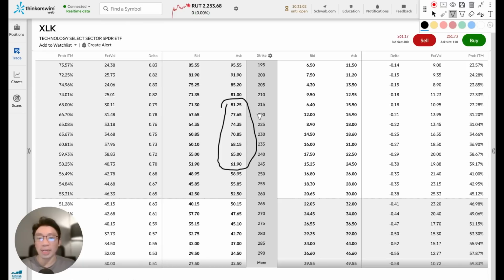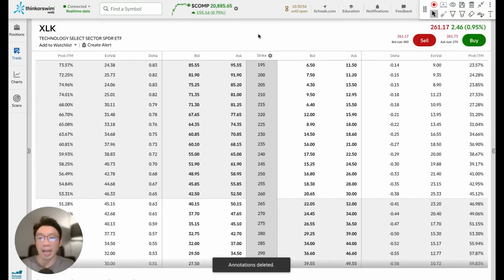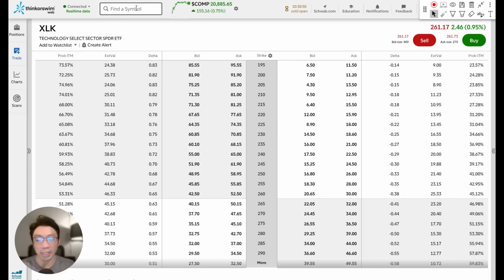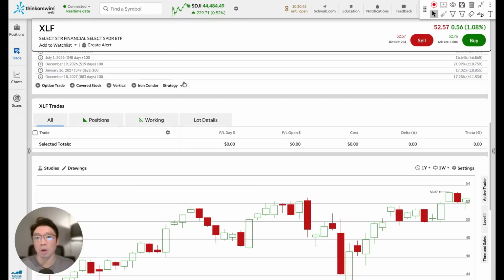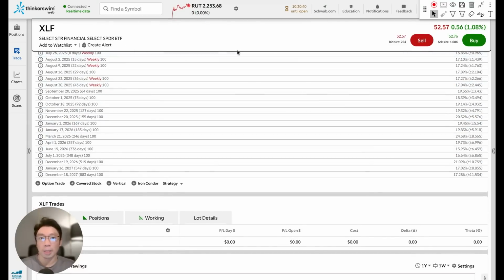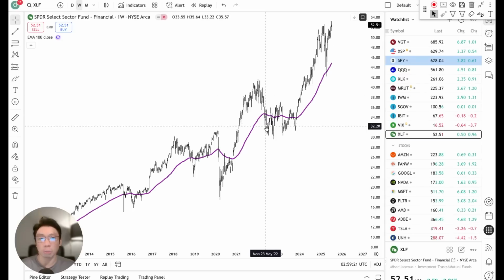Now, if you find XLK still a little bit too expensive, maybe because your account size is much smaller, then the other alternative would be to use the other index ETF, which is the financial index ETF, and that is XLF. So XLF, if you're not familiar, basically tracks all the financial stocks. And let me just very quickly show you the chart as well. So as you can see, this is the XLF.